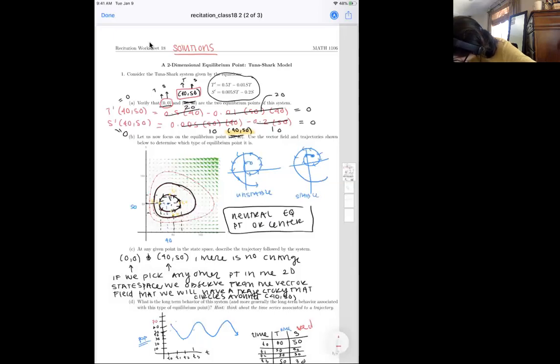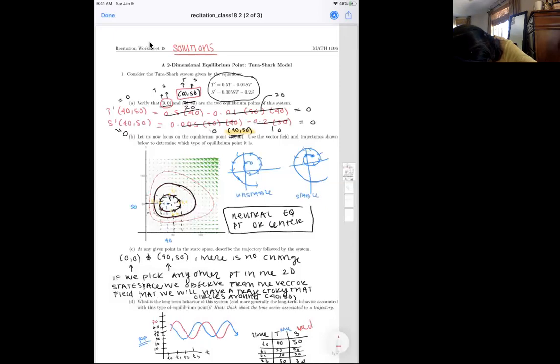And then at T2, what do we have? 50 again, yeah. And then 30. And then if we look at the original point, it's going to be 50 again.